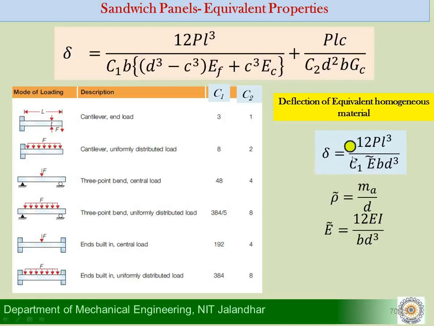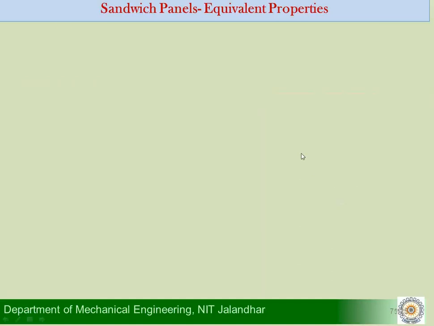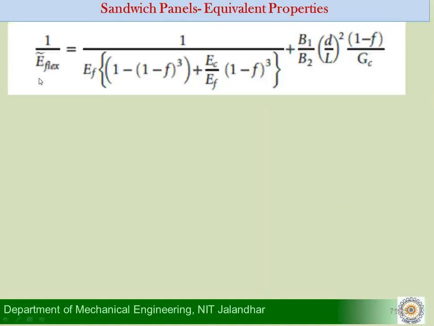So delta, we say, is now 12 PL cube upon C1 E bar BD cube. We equate this term, the blue one, to this term, 12 PL cube on this. And when I do that, I can get this expression, as that E bar was there. So 1 upon E bar. This expression will help me find out E bar actually. That is what we are saying.